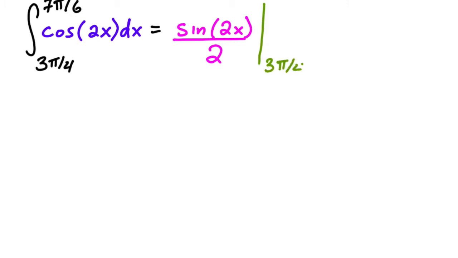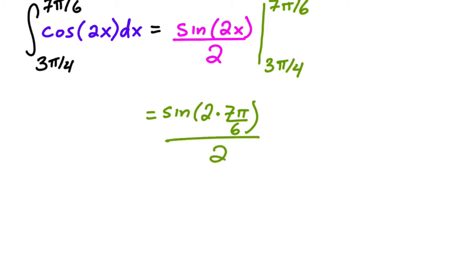Okay, so we're going to go from 3 pi over 4 to 7 pi over 6. Okay, so then we plug in top minus bottom. So what we're going to do is we're going to have sine of 2 times 7 pi over 6 all over 2 minus sine of 2 times 3 pi over 4 all over 2.